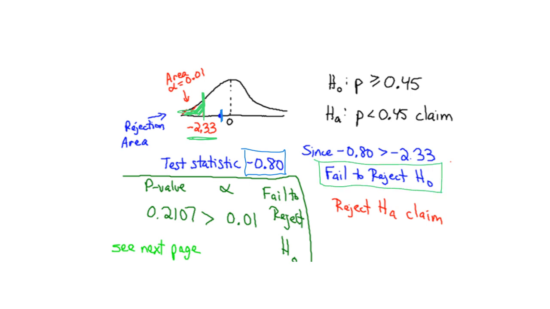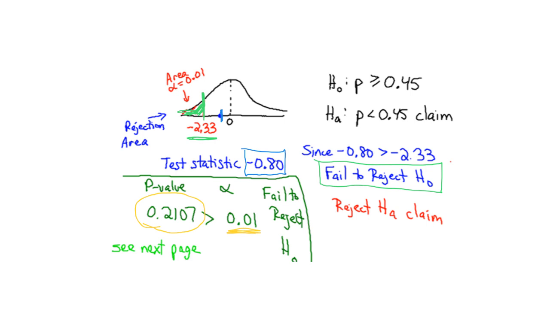Now, we could have done the same thing with the p-value. When we put it into StatCrunch, our p-value was 0.2107, and we have to compare that with our alpha, which is 0.01. Well, that p is huge. It's 21%. That's a lot. And since it's greater than alpha, we are going to fail to reject.